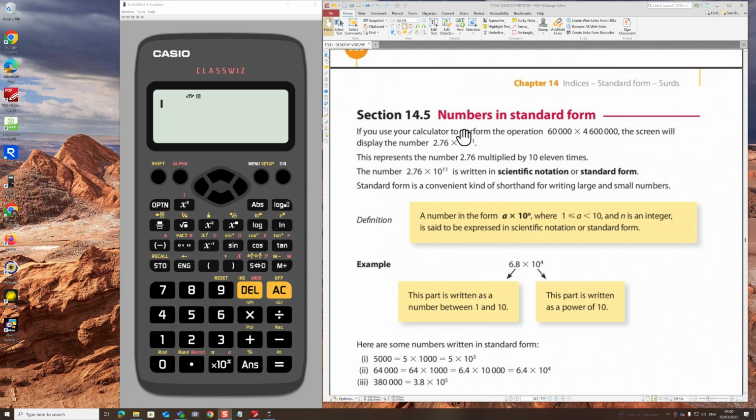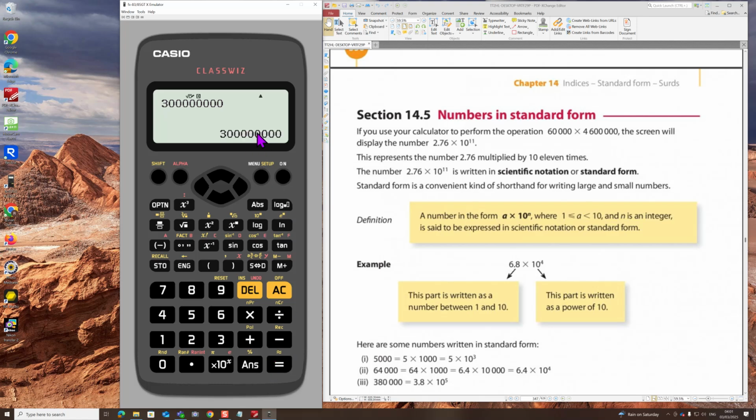Okay, welcome back. We're looking at section 14.5, which is about numbers in standard form, and another word for that is scientific notation. So let's take a look on your calculator how we can format numbers. Let's put in a very big number, the speed of light. So it's 3 by 10 to the 8, which is 8 zeros. So 4, 1, 2, 3, 4. That's the speed of light.